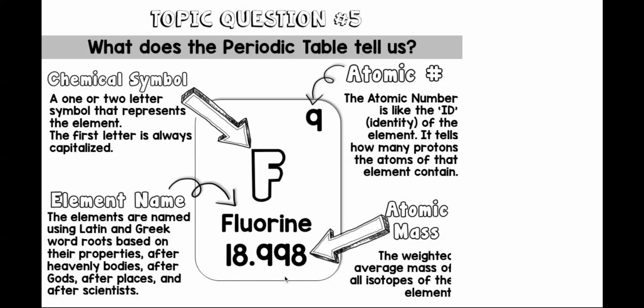And then at the bottom, you're going to see the atomic mass. That's usually a decimal number, and we'll talk about that in just a little bit here. Essentially, the atomic mass is the weight of the protons plus the neutrons.